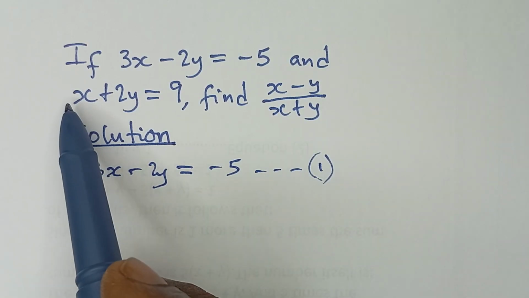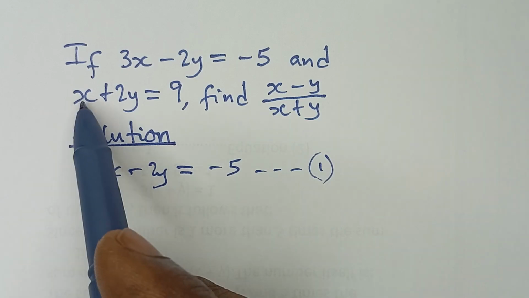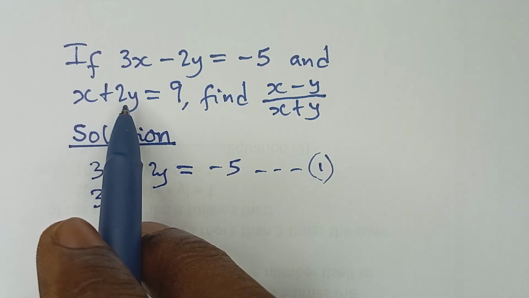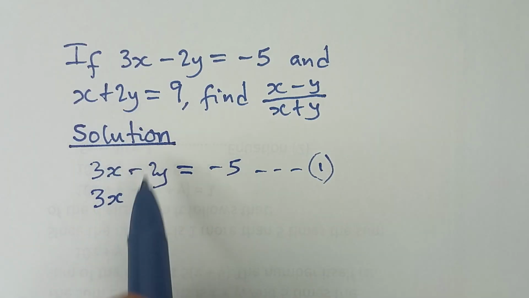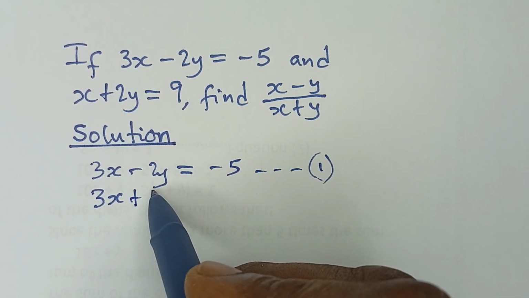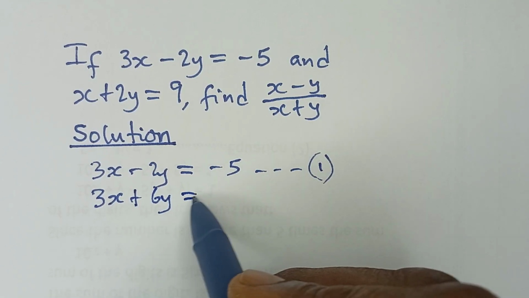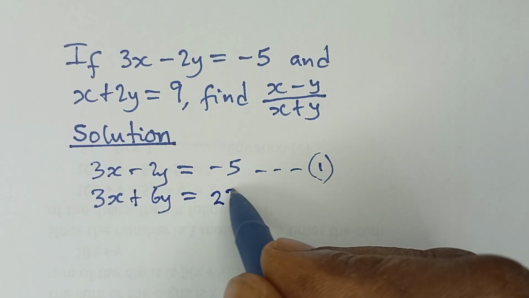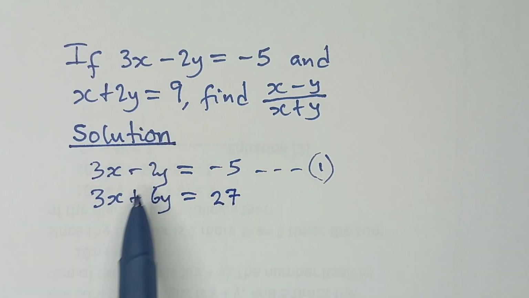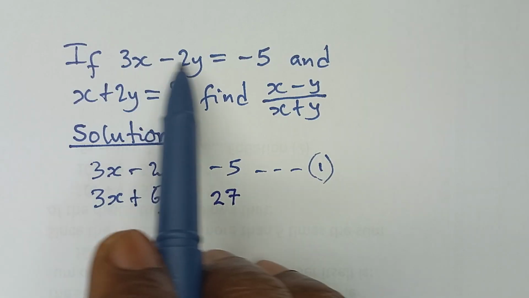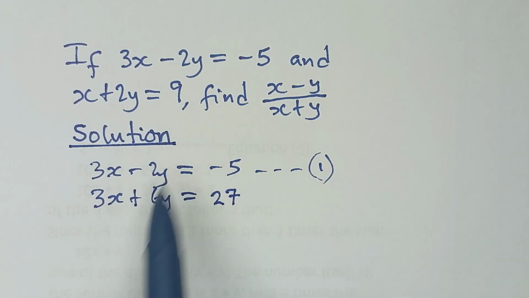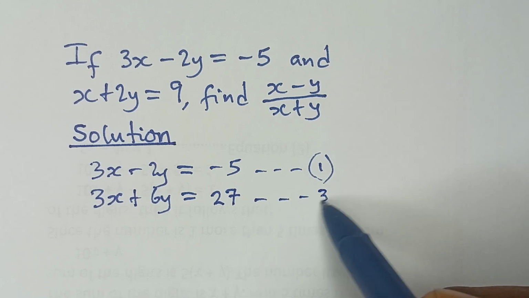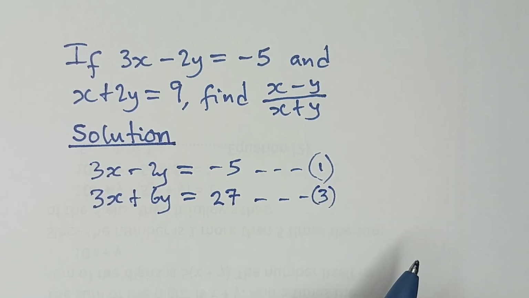So if I multiply this by 3, 3 multiplied by x will give me 3x. And then 3 multiplied by 2y will give me 6y. That is plus 6y. And that will be equal to 3 multiplied by 9, which will give me 27. Now, don't forget, this is equation 1 that I have here. This is equation 2. Now, this new equation that I formed, let me call it equation 3. So that is equation 3.